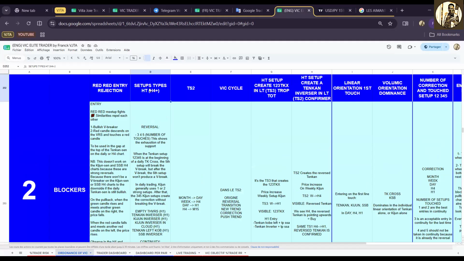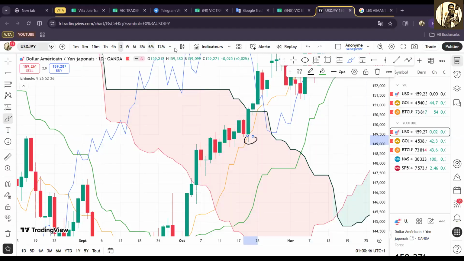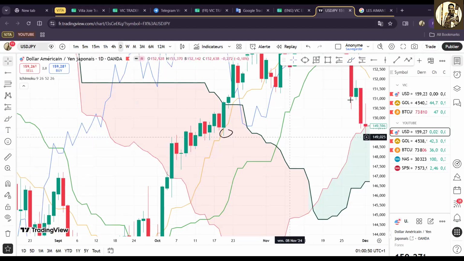The next type of pullback are the setup type, from the time frame H4 and above, like monthly, weekly, daily. So the type of setups.